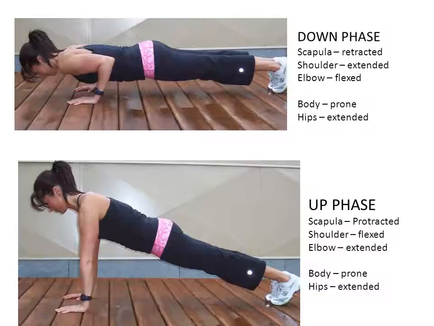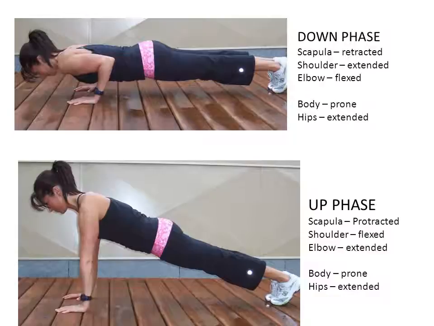Her arm, however, is brought forward at the shoulder, and this is called flexion of the shoulder. Her elbows now are straight, so she's extended at the elbow joint. Her body really hasn't moved, it's still face down, and her hips are still in the same position, so her body is prone and the hips are still extended.